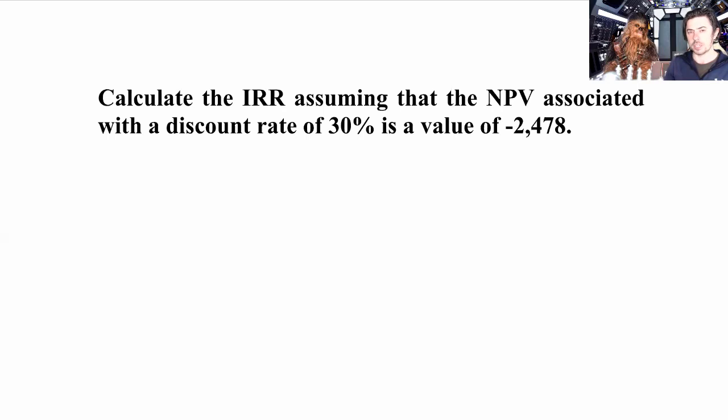Okay, so we want to find out with the IRR, what's the critical value? What's the discount rate that will tip us over into a negative? So that IRR is going to give us an NPV of 0.